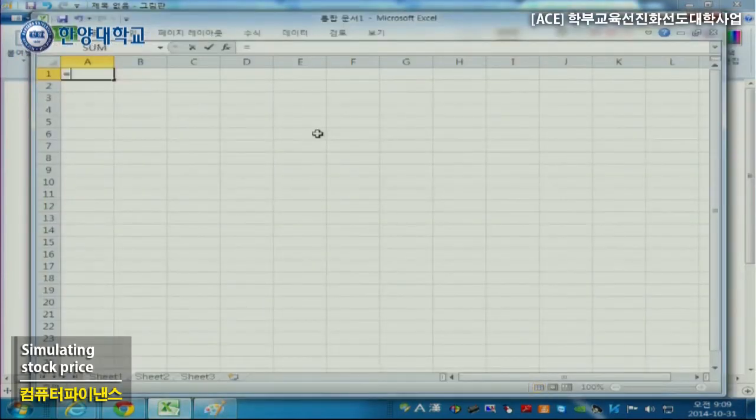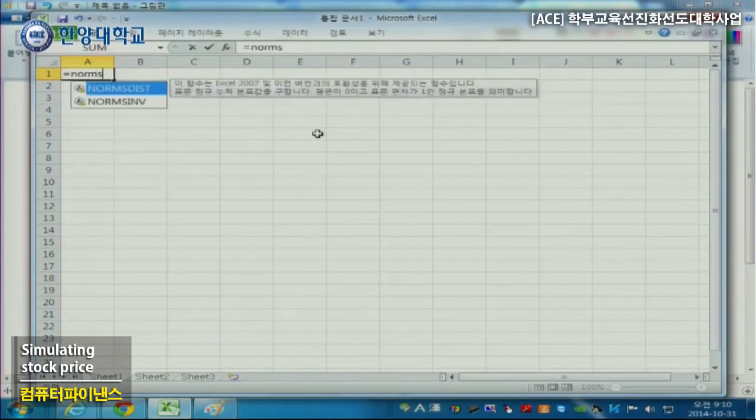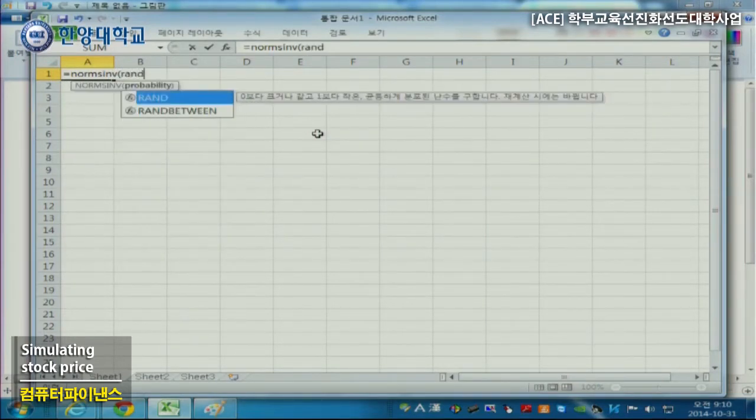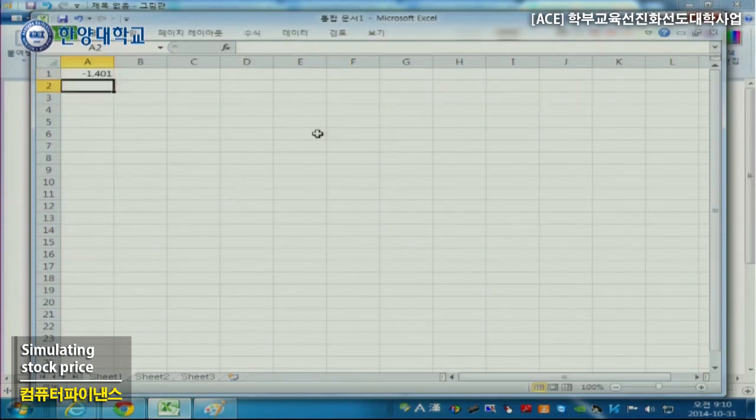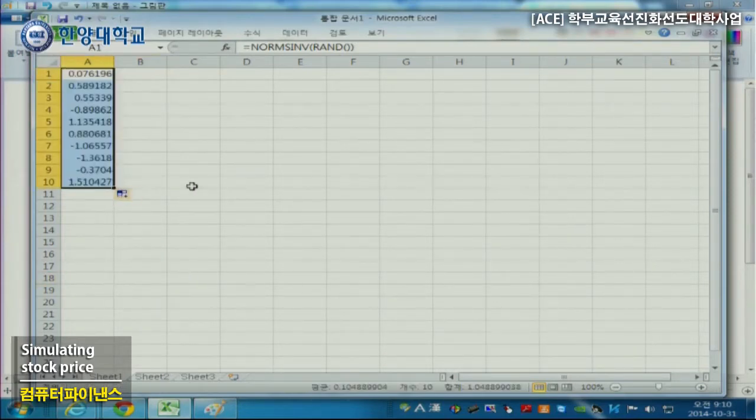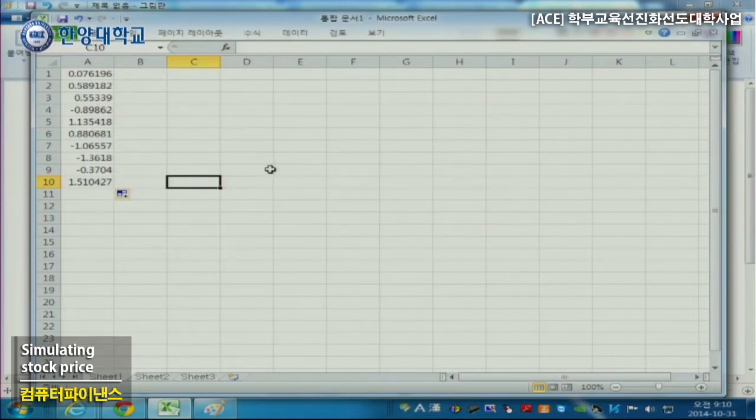So it is NORMS. Norm means normal distribution, and S means standard normal distribution, and then inverse, and then generate a uniform random number, and it is one random number. Now we have 10 random numbers from the standard normal distribution. So if we click F9, yes, it is refreshed. And then to generate stock price.